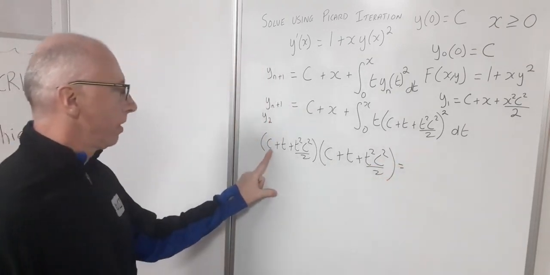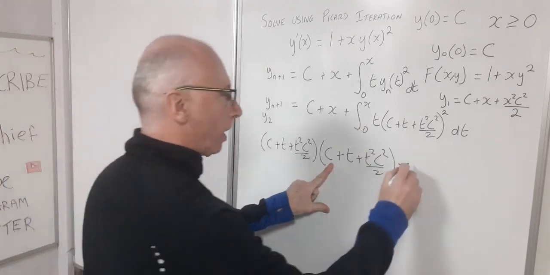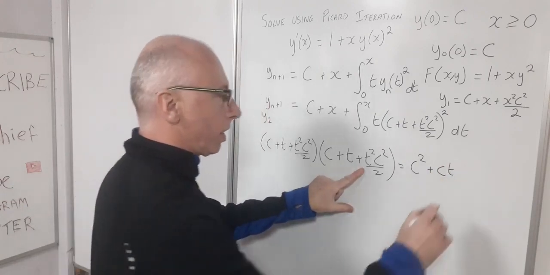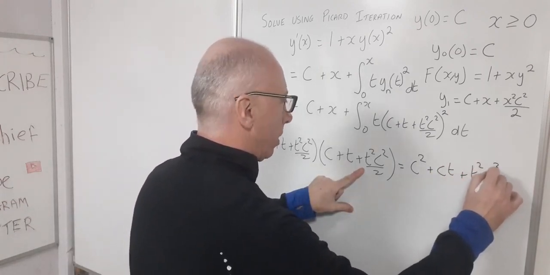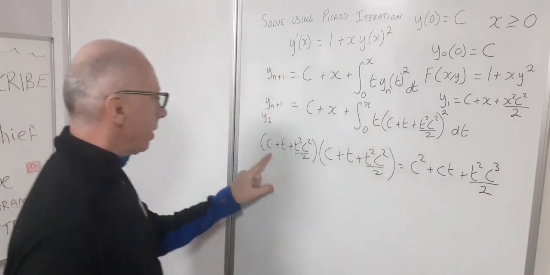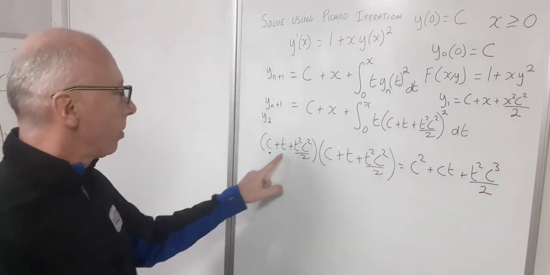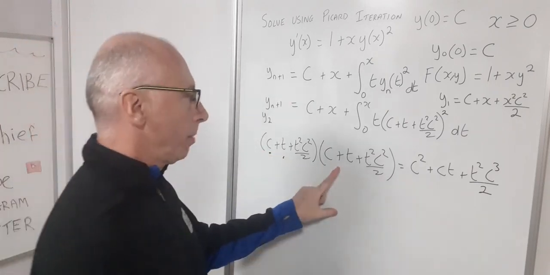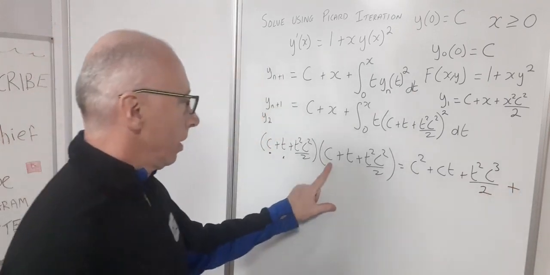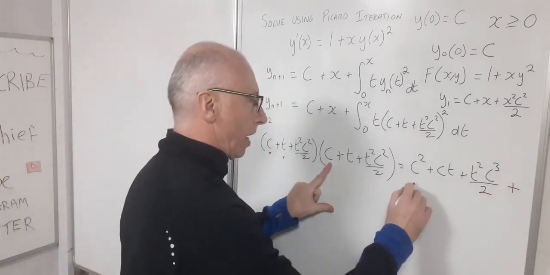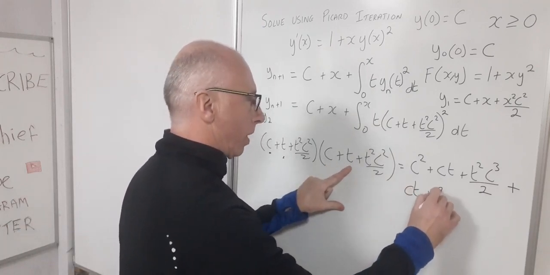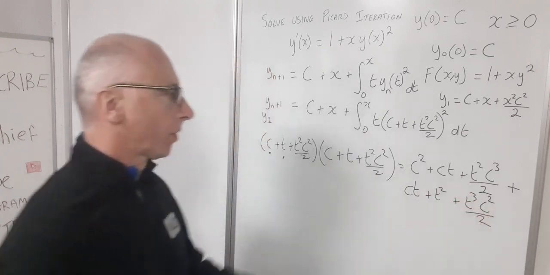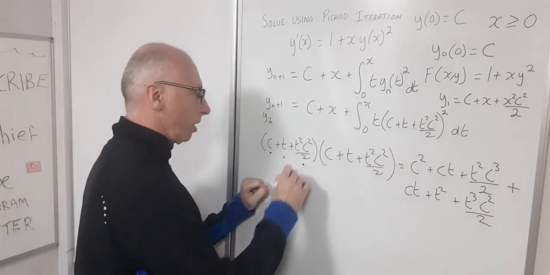So let's try that. c will distribute with everything here. So now we'll have c squared plus c t plus t squared c cubed over 2. So that's the c taken care of. Now let's do the t. Let's distribute the t. It's all positive, so we'll keep these all added on. So we'll add on c t, so let's write that as c t plus t squared plus t cubed c squared over 2. And then now let's distribute this one.